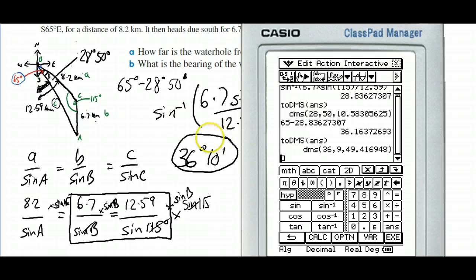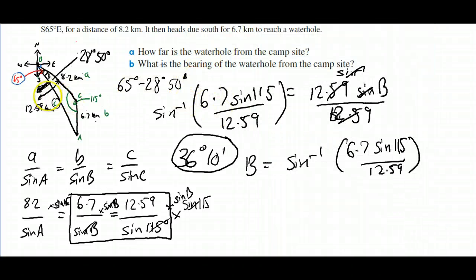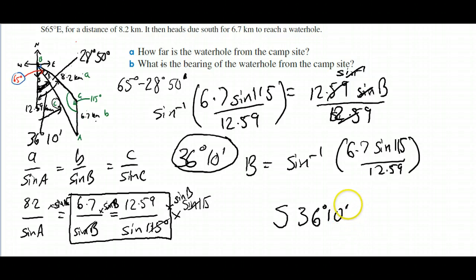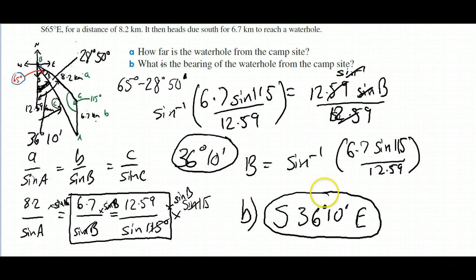That's our answer for, well, actually that's not a proper bearing, is it? That just tells us the angle. So now we know this angle in here is 36 degrees and 10 minutes. But if we're going to convert that into a bearing, let's do conventional bearing. It's going to be south. So we start from south, and then we go 36 degrees, 10 minutes towards east. So we'd write it out like that. So that's our answer for B: south 36 degrees 10 minutes east. Okay, there we go.